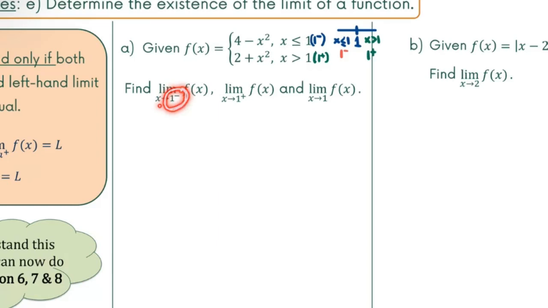So function mana yang kita akan pilih? Kejap, ni macam menghalang pula tulisan dia. Okay, sini so function yang kita akan pilih adalah function inilah. 1 from the left, so this function. So that means, first of all, limit of x approaching 1 from the left, function kita apa? 4 tolak x squared. Okay, kejap sebelum itu, saya kena tulis title je dahulu. Limit of a function will be limit of x approaching 1 from the left of 4 minus x squared.